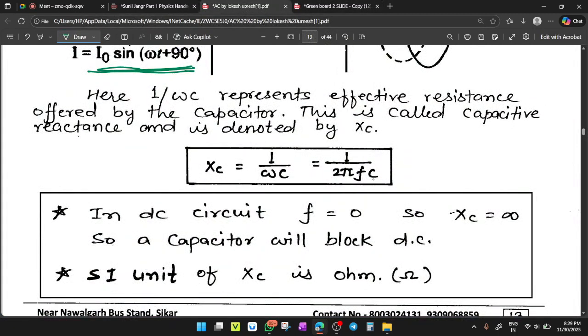So XC equals 1 upon 2 pi f C. In a DC circuit, frequency becomes 0. So XC equals infinite. So a capacitor will block the DC. The unit of XC is ohm.